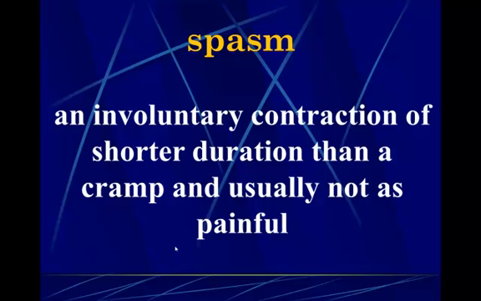A spasm. A spasm is an involuntary contraction, of shorter duration than a cramp. It's usually not as painful. I call it a muscle twitch. A lot of times my eye will get a little twitch in it, or at the top of my arm, my shoulder there, I'll get a little twitch of one of my muscles. That's a spasm. And I've not had pain associated with it, so spasms can be non-painful as well.